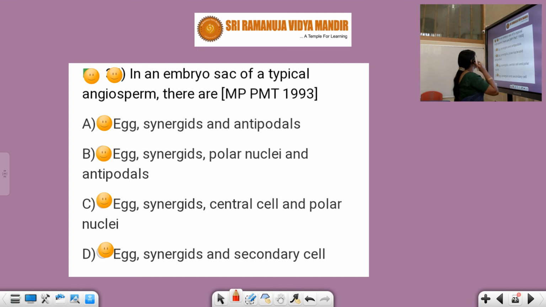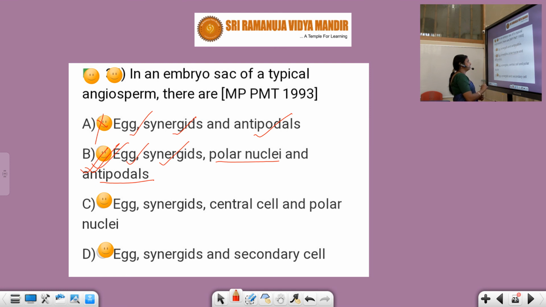In the embryo sac of a typical angiosperm, what are present? Egg, synergids and antipodals. Okay, egg is present, synergids are present, and antipodal cells are also present. But where is the central nucleus? So this is not the answer. This is wrong. Egg, synergids, polar nuclei and antipodals. Of course, egg is there and synergids are present. Polar nuclei, which form the central nucleus, are present, and antipodals are present. So B is the answer.